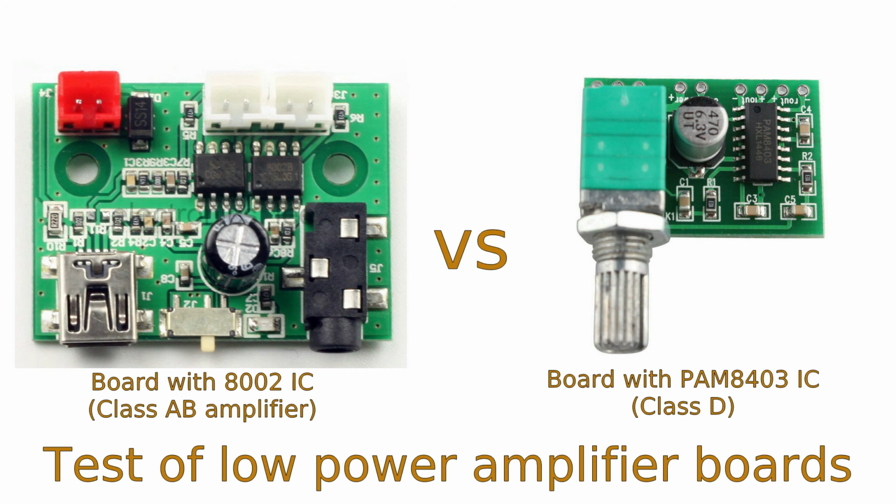So the Class D amplifier board would be a lot better for 8 ohm speakers, I think, than 4 ohms, because it can deliver more power. But for 4 ohm speakers, the Class AB, I think, sounded a little bit better with some equalizer settings.